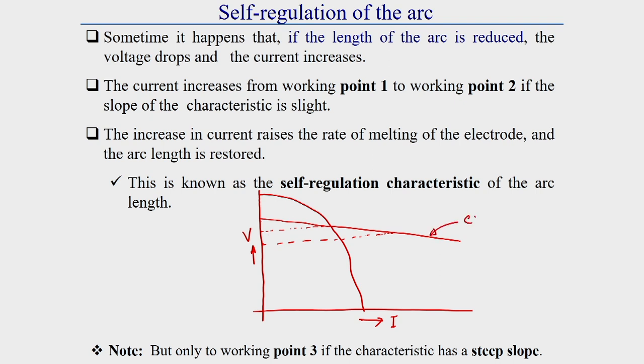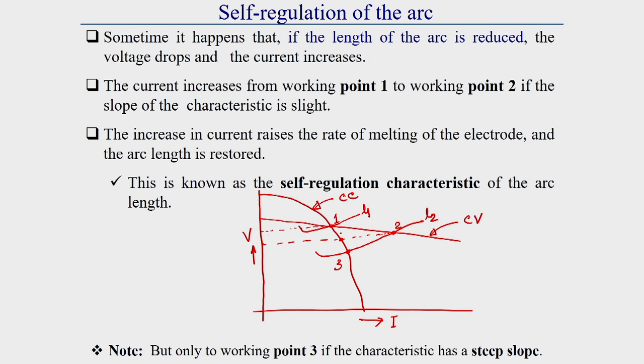Let this be the constant voltage power source characteristic curve and this be the constant current power source characteristic curve. Let this point be 1, this point 2 and this point 3. This is for arc length L1, where the initial working point is 1, and this is L2, where the working point is 2.